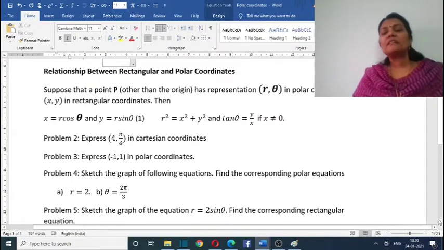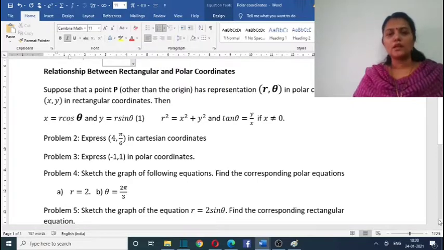Now we have the relationship between the rectangular coordinates and the polar coordinates. The rectangular expression is in xy coordinates and the polar expression is in r theta coordinates. If we substitute x equal to r cos theta and y equal to r sin theta, we get the rectangular coordinates expression. And if we have xy components, then r square is equal to x square plus y square and tan theta equal to y by x, we get the polar expression.